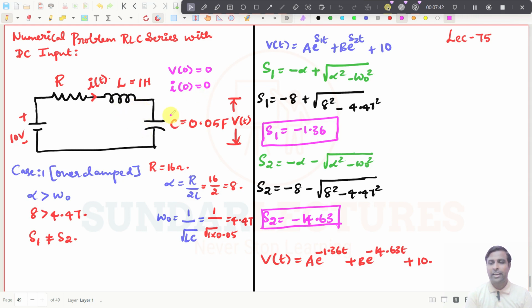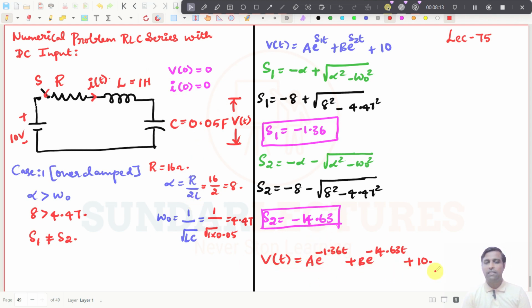These are the current through the inductor and the voltage stored in the capacitor before closing the switch. Anyhow, I have not shown you the switch here. Maybe I will put a switch over here so that it will be easy to understand. So this is the switch S, and before closing the switch, these two conditions should be satisfied. So V of 0 and I of 0 will be 0.